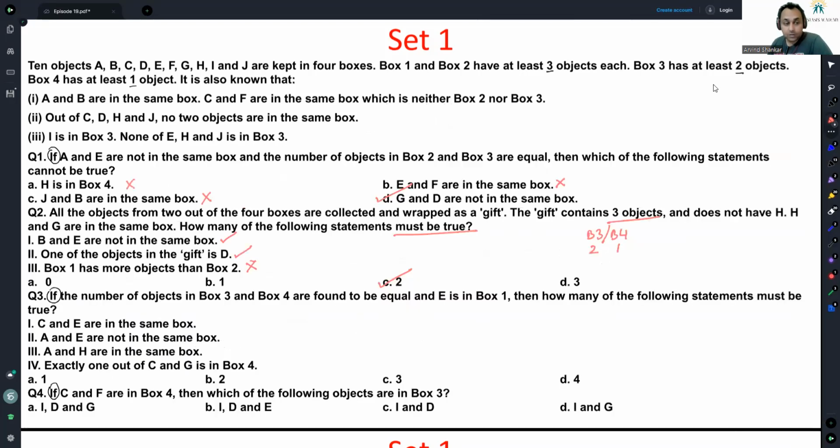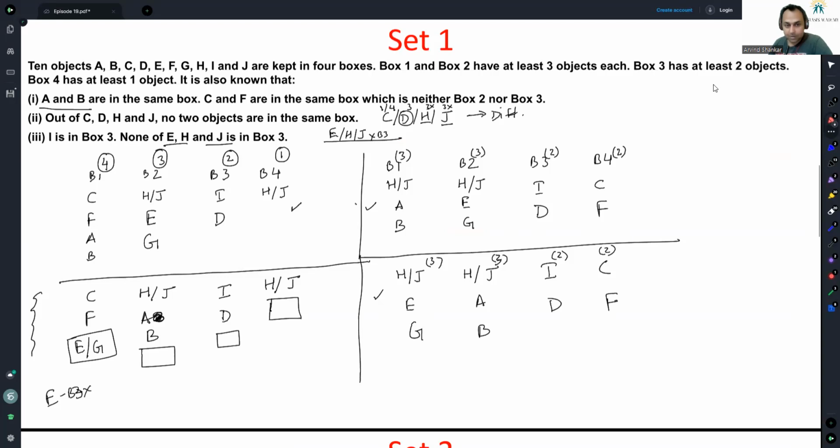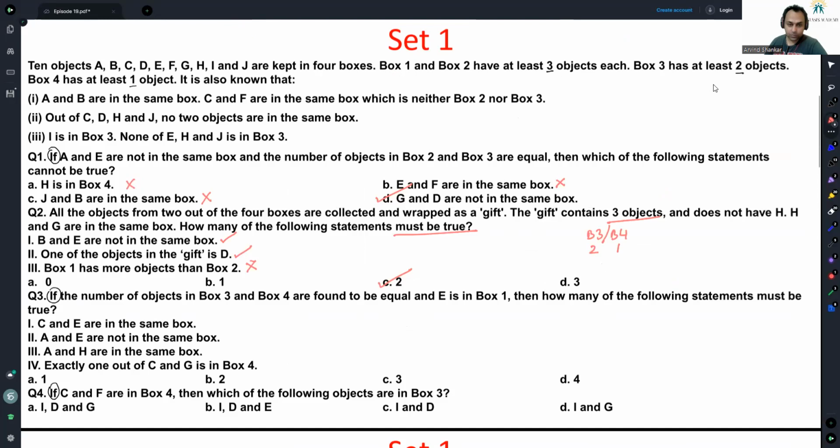Now let us read the third question. If the number of objects in box 3 and 4 are found to be equal, okay, box 3 and 4 have same number of objects, which would mean either E or G here in the second case. The first case is eliminated. This case, or this case. These three cases we are looking at.